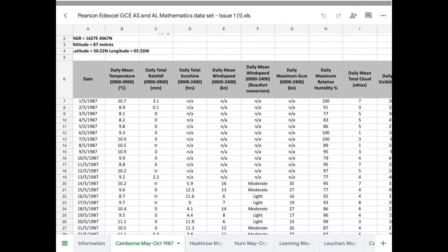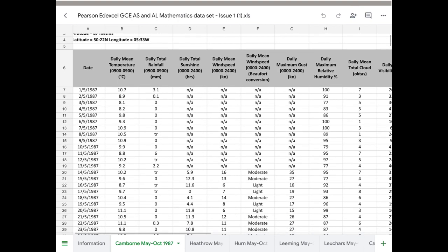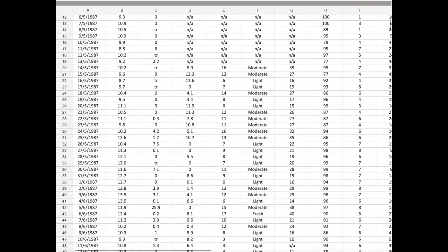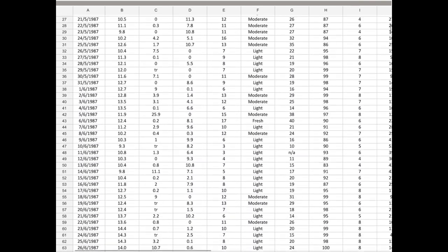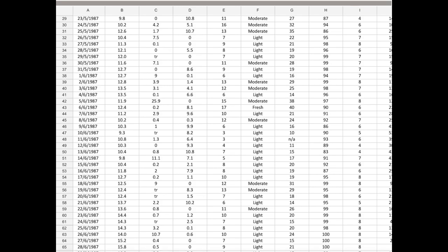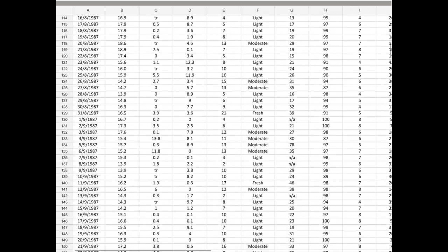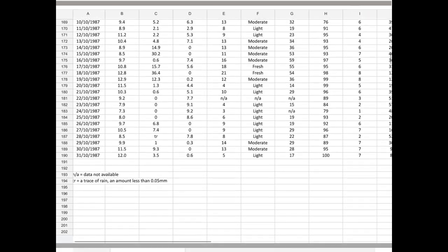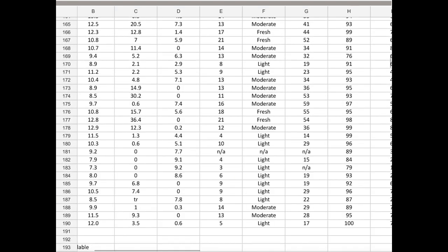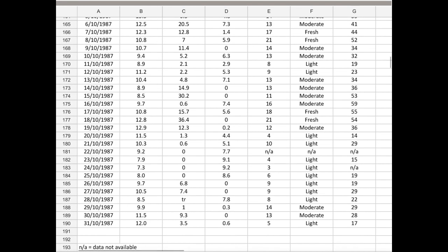It's 1987, and you have Camborne here in this tab. If you see column E, which is the daily mean wind speed, you are going to see that the highest values are in October, when we have up to 20 something, so 17, 20 something. Let me show you. We have a few values that are quite large in October, like 21, where the numbers are quite high.